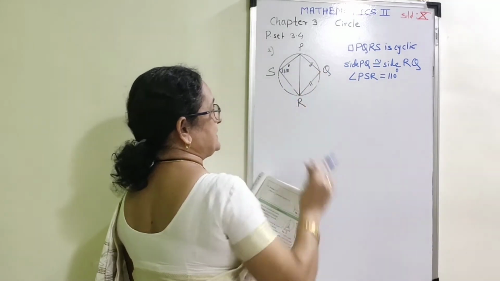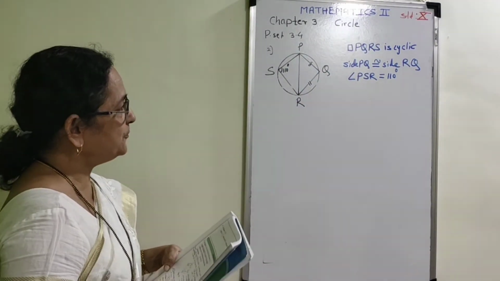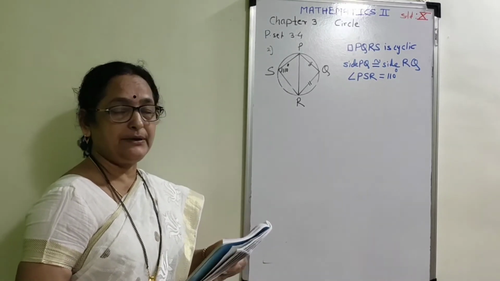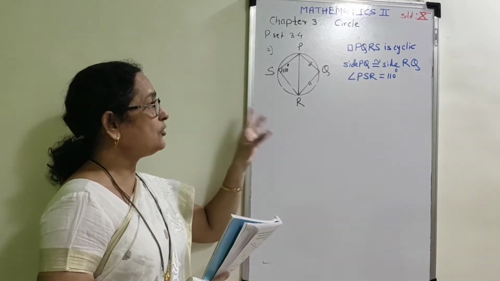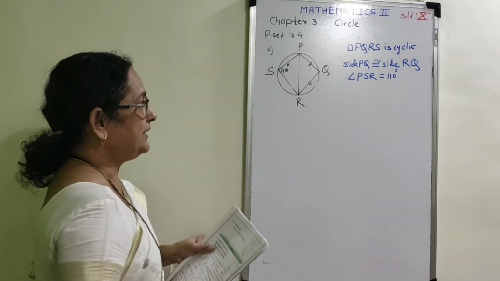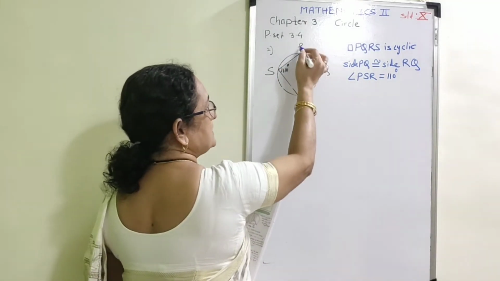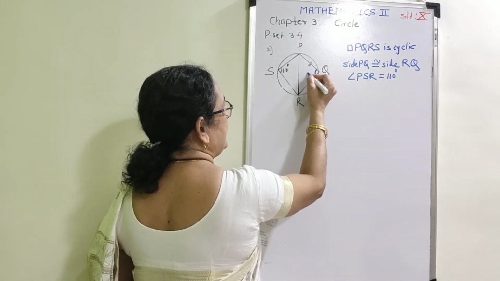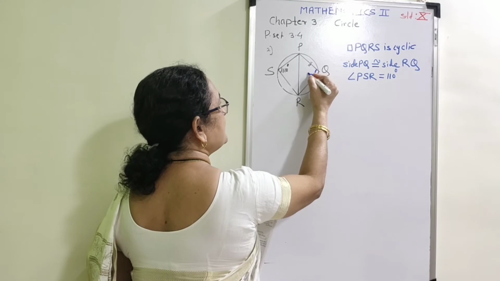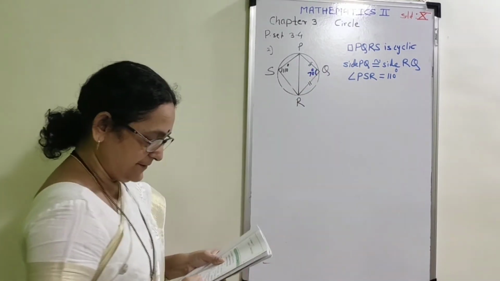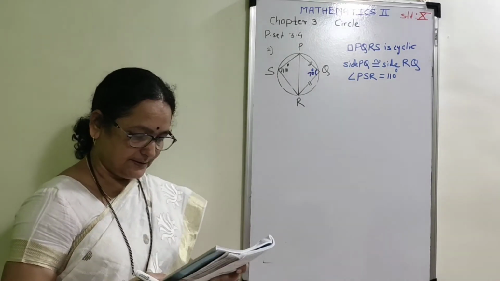Observe angle S and angle Q. These are opposite angles of cyclic quadrilateral. Just now we have completed the theorem that when the quadrilateral is cyclic, the opposite angles are supplementary, and therefore angle PSR plus angle PQR is equal to 180 degree, and therefore 180 minus 110, that is we will get angle Q as 70 degree. This is our first answer.